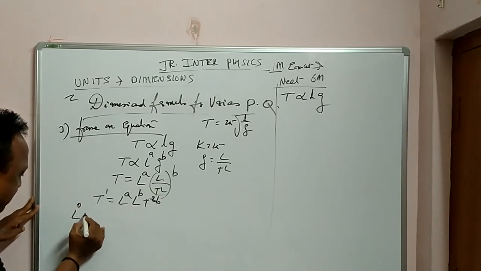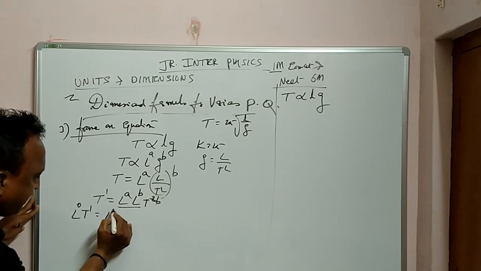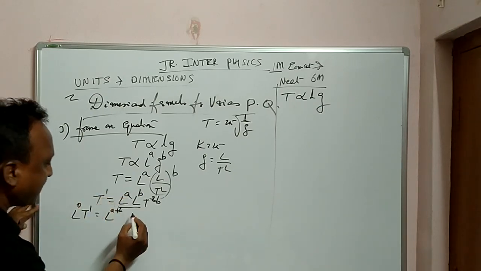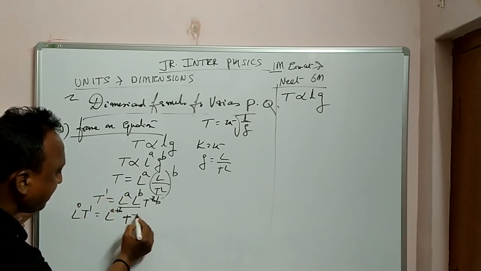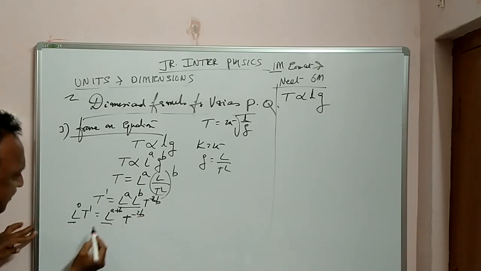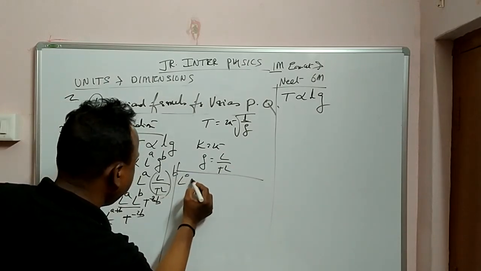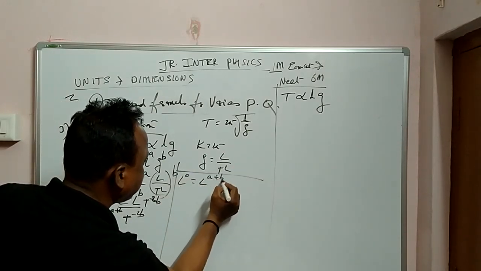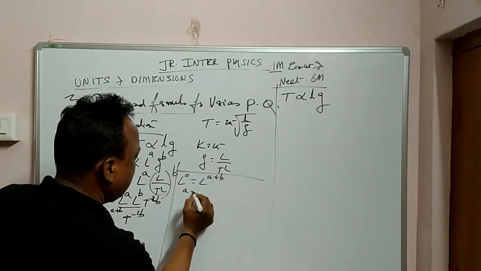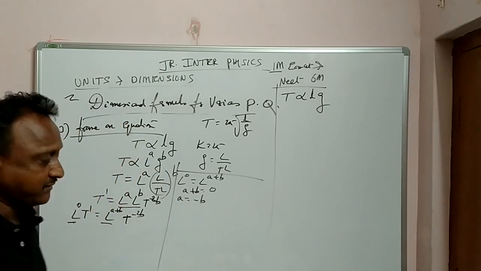I can write L to the power of 0, T power 1, L to the power, this one I can add A plus B, because bases are same, you can add the powers. L power A plus B into T power minus 2B. Now you can see L power 0, L power A plus B. So I can write L power 0 is equal to L power A plus B. When bases are same, powers can be equated. Therefore, A plus B is equal to 0, A is equal to minus B. That is the first equation.